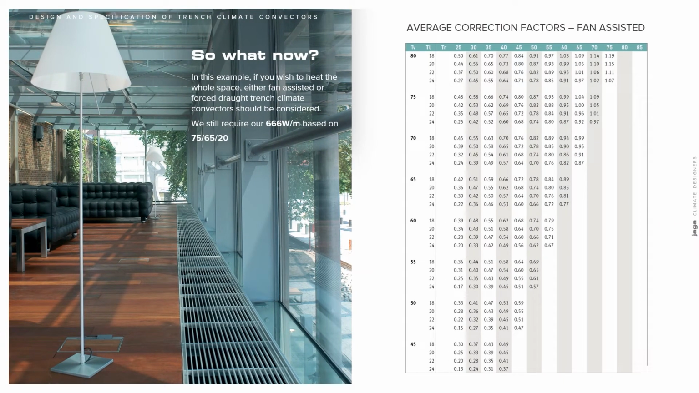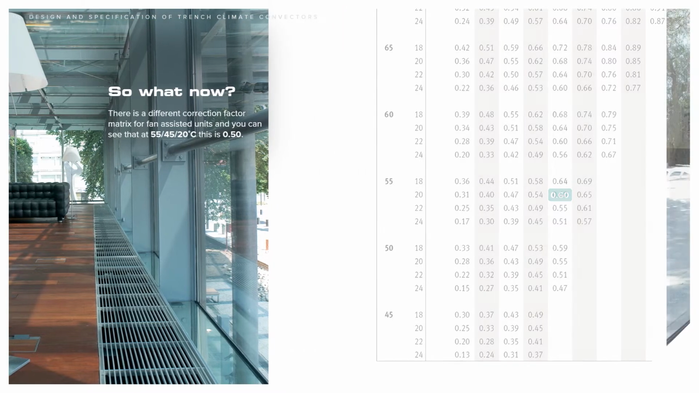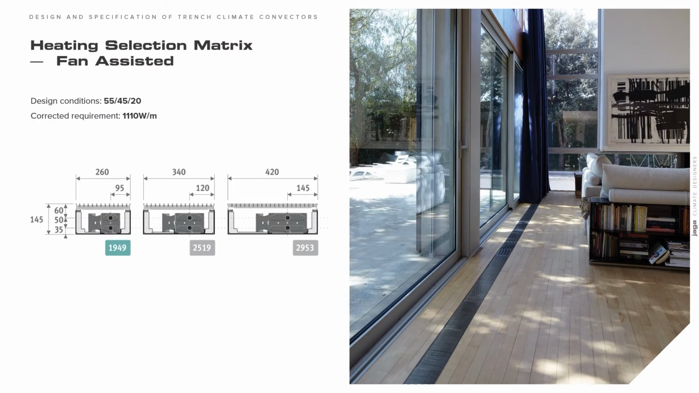But care must be taken here, as fan-assisted products have different correction factors to natural convectors, as shown in this table. Under these conditions, the correction factor for the fan-assisted product is 0.6, meaning a corrected requirement of 1,110 watts per meter. From this matrix, for fan-assisted trench climate convectors, it can be determined that a unit with a height of 145 mm and a width of 260 mm will provide 1,949 watts per meter, which is then corrected to 1,169 watts per meter at 55-45-20. This meets our requirement.